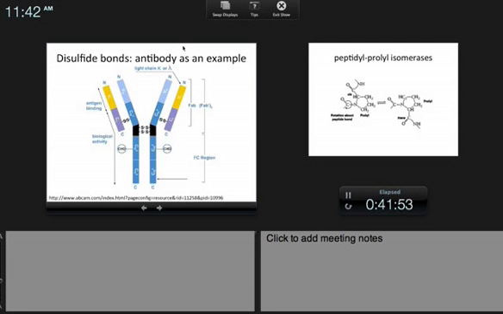So I put that in because I felt like in the past, maybe people didn't appreciate what a disulfide bond was and why it mattered. But really, it's just about forming the structure of a protein.